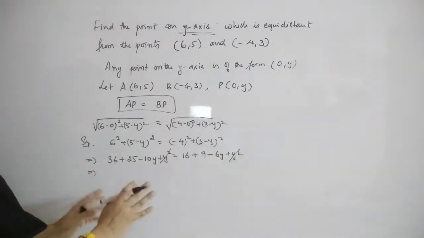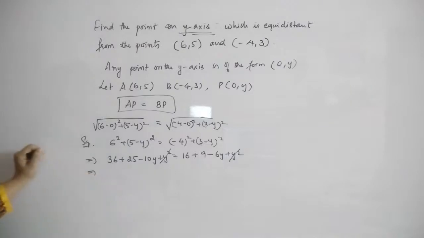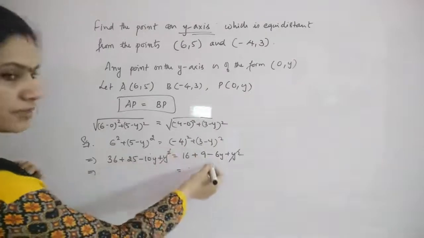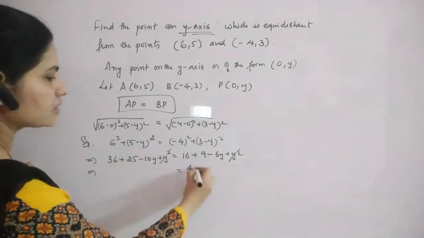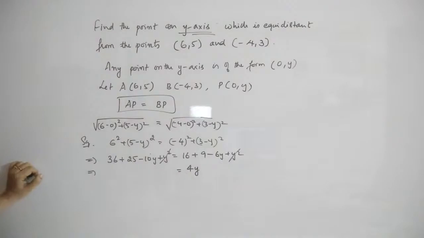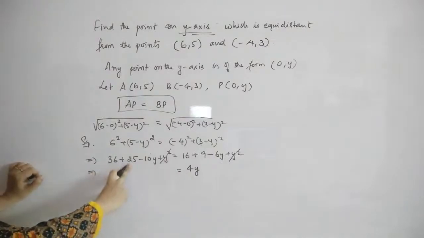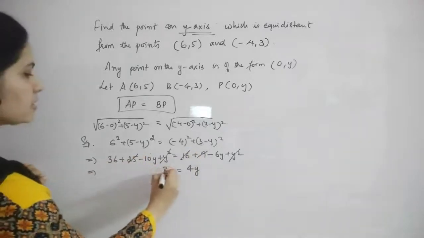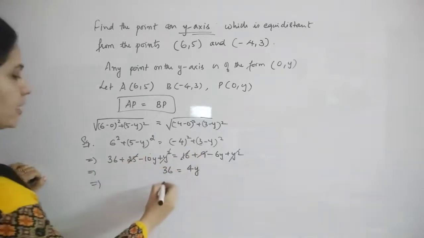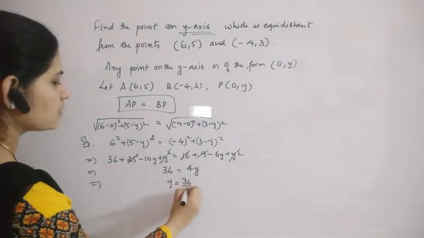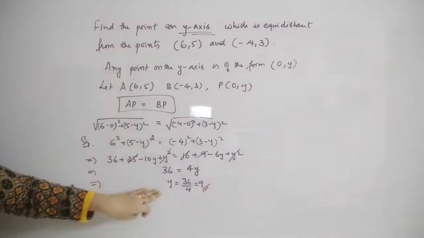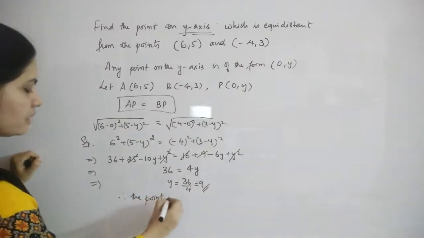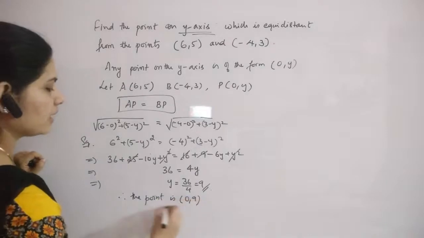So you will get only y term and constant. That will give you your answer for what is y. So we'll go there, and this will give you minus 10y will become plus 10y, and this is minus 6y. So this is 4y. Here you have 36 plus 25, here again this is 25. You cancel this too. Okay. So you are getting 36 equal to 4y, or y is equal to 36 by 4, which is 9. So this is y, and you have to at last write, therefore the point which is equidistant from the given 2 points is (0, 9).